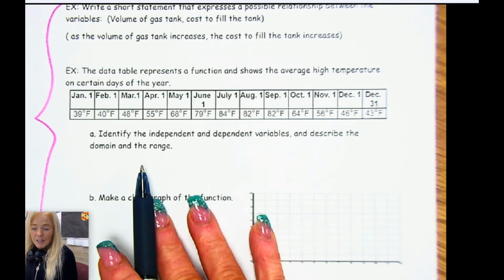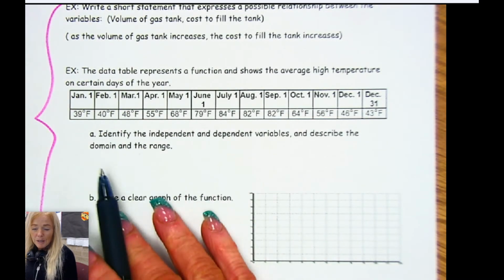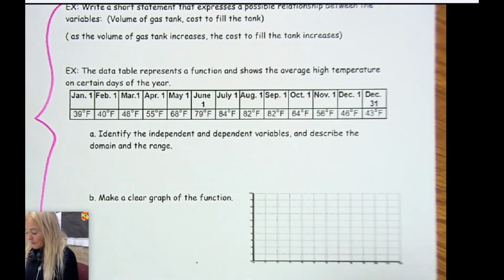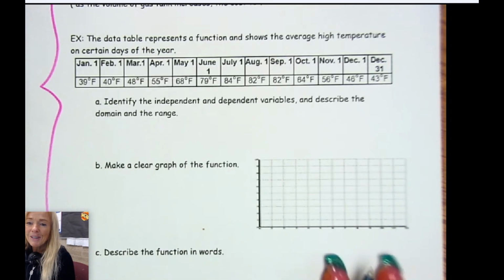Anyway, what you're supposed to do is identify independent and dependent variables, describe the domain and range, and then make a clear graph and describe the function in words. And this is very similar to something you would get on your homework, and that's why I wanted to go through it, to help you figure out your homework.